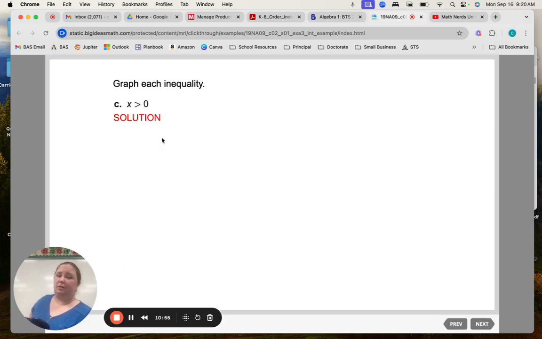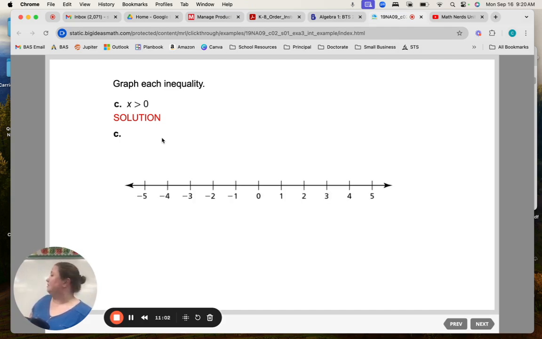All right. Last one. C. X is greater than 0. So draw your number line. Where am I putting my circle? 0. 0. Am I enclosing the circle or open circle? Open. Open circle. And then x is greater than.